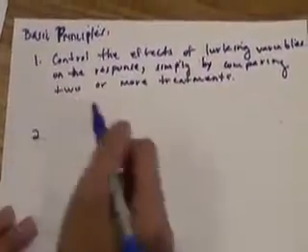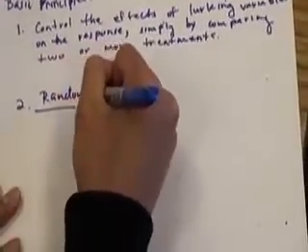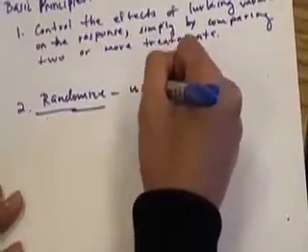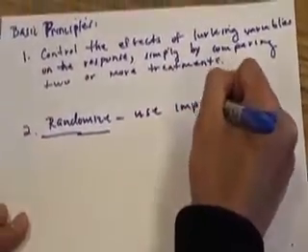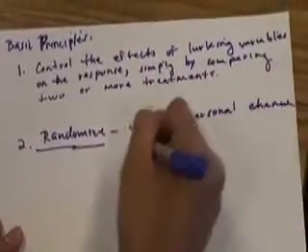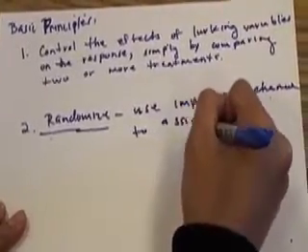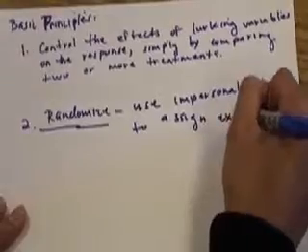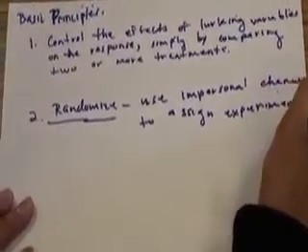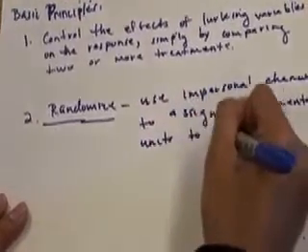2. Randomize. Important. It's important that you use impersonal chance to assign the experimental units to treatments.